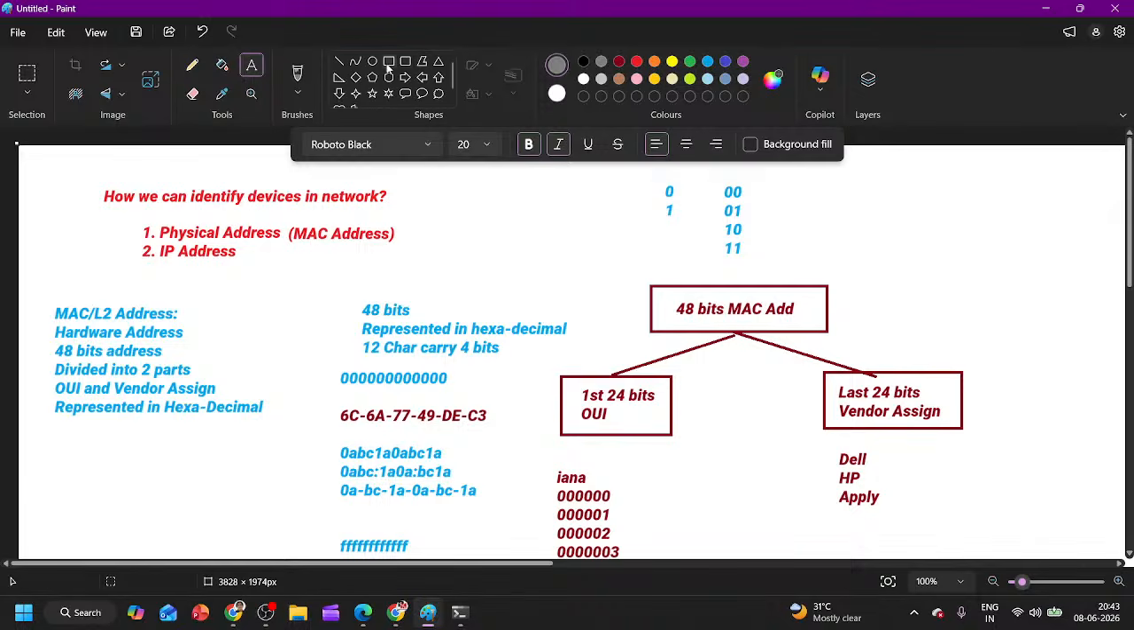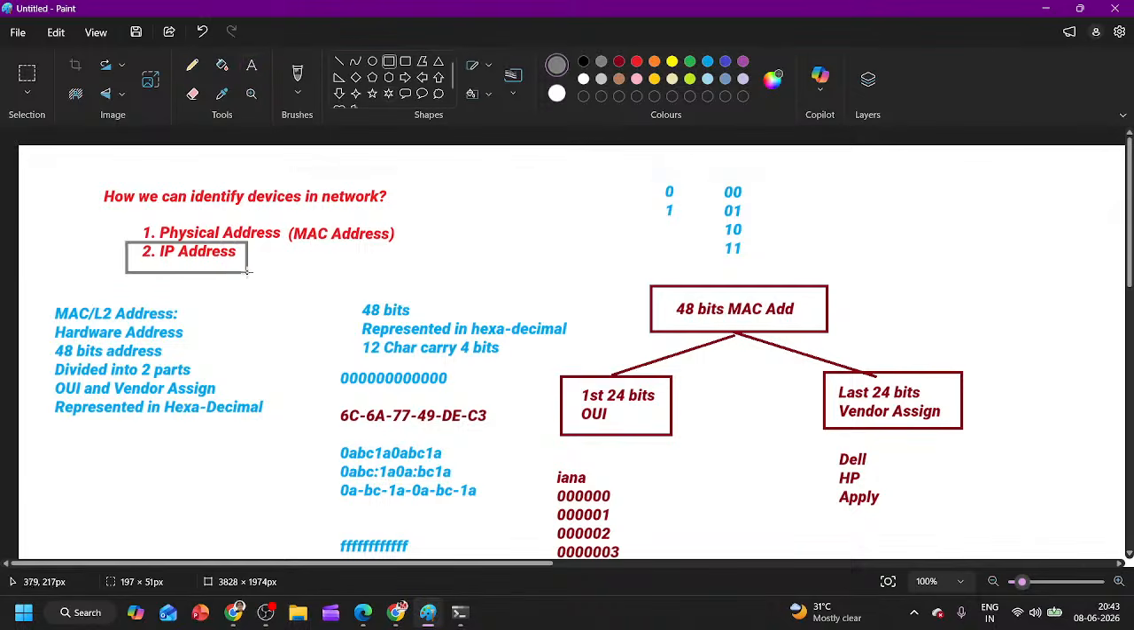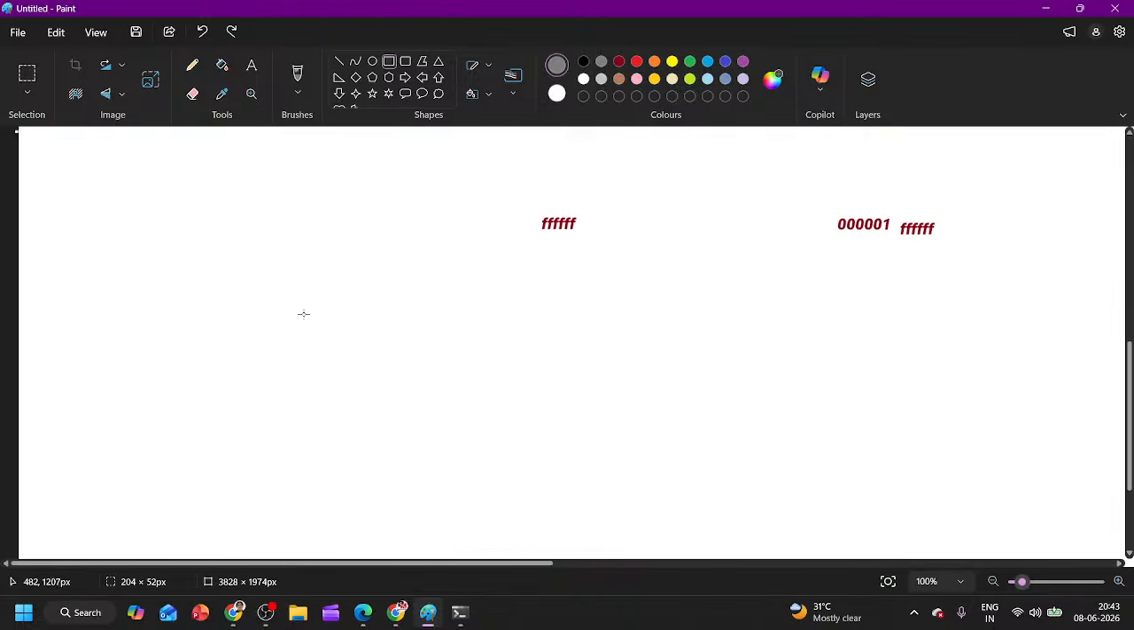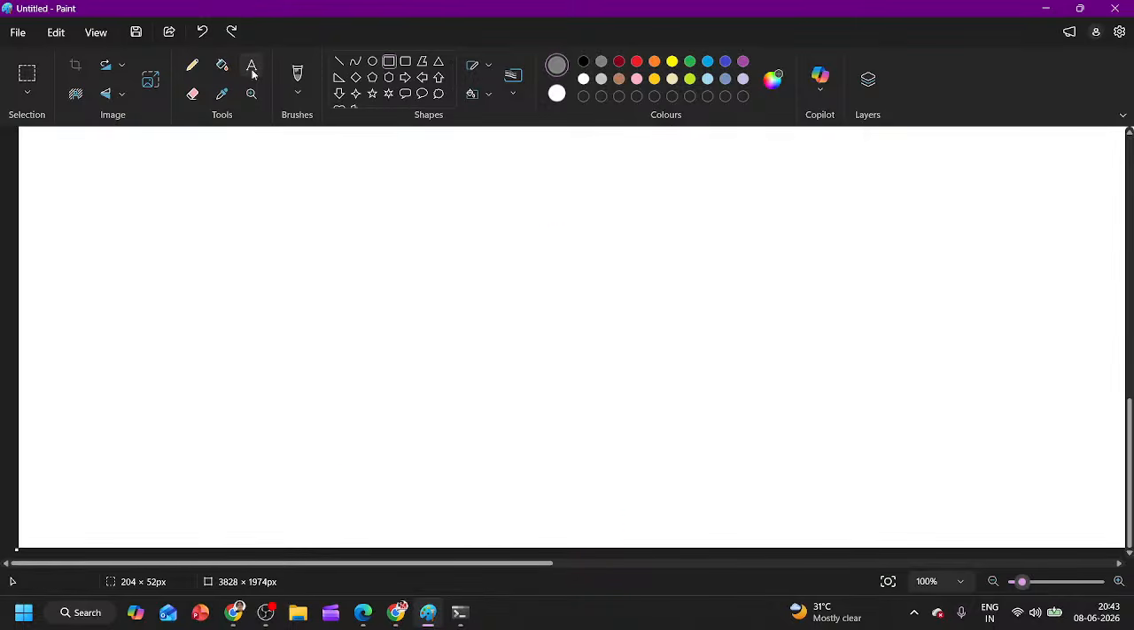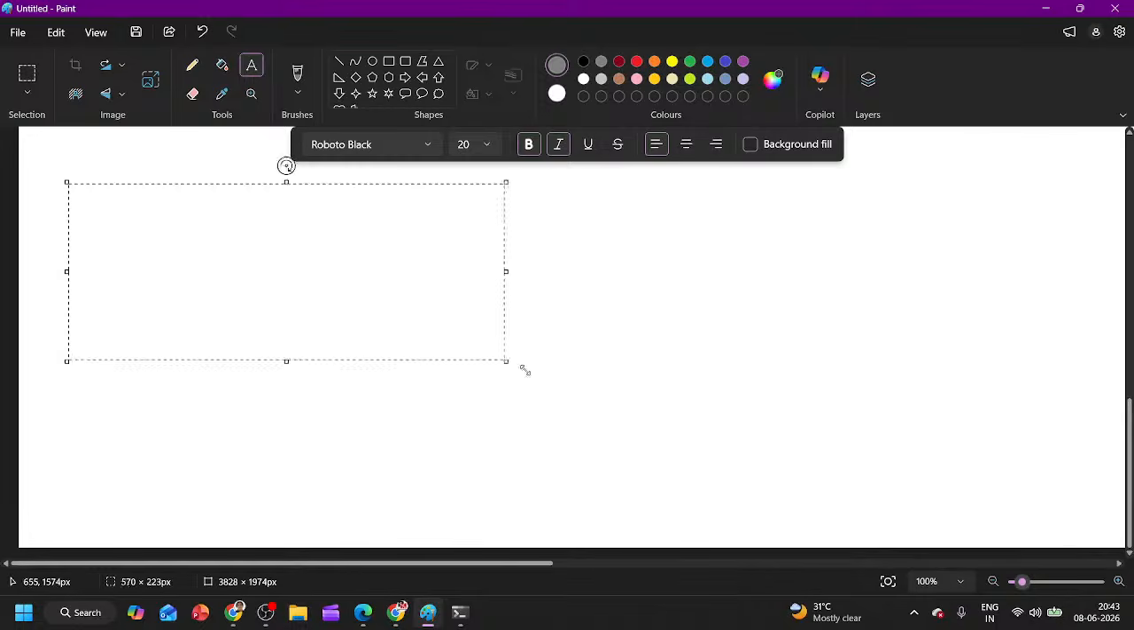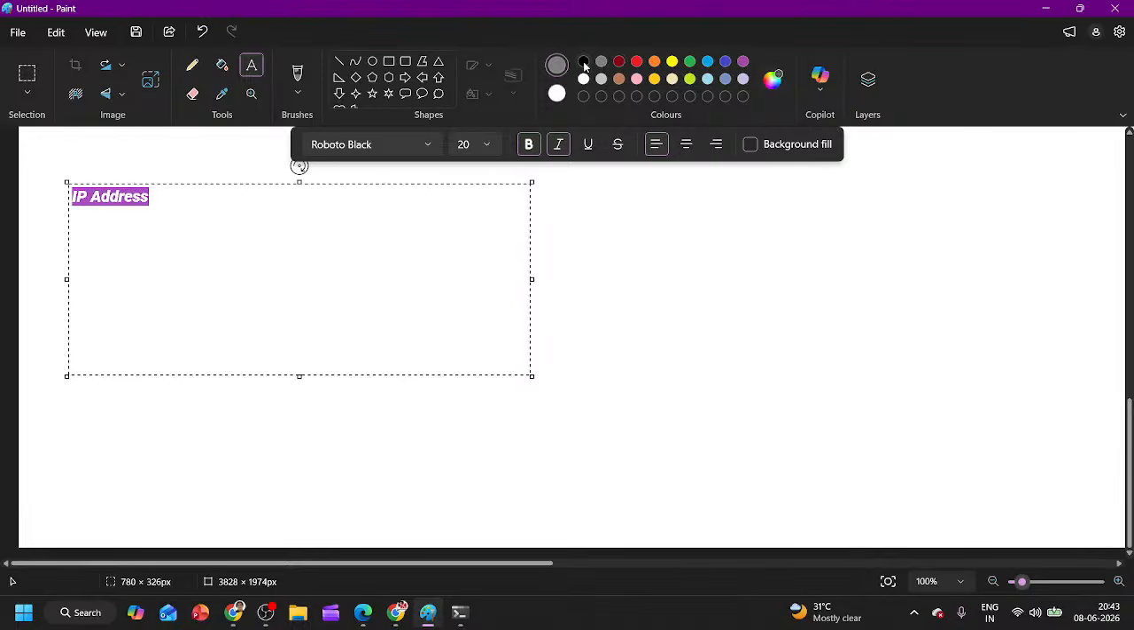The second address is the logical address, the IP address. So tell me a few things about the IP address now. There are two versions, IPv4 and IPv6. IP stands for Internet Protocol. Internet Protocol address.